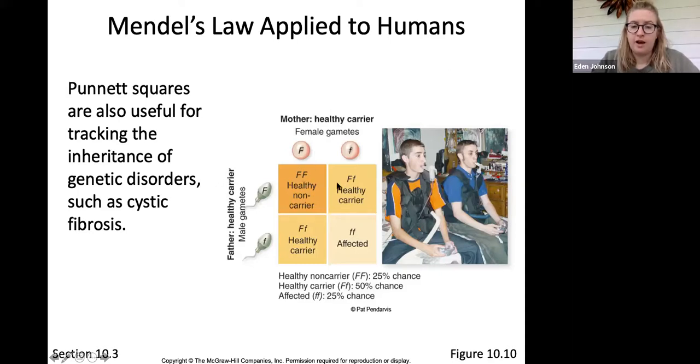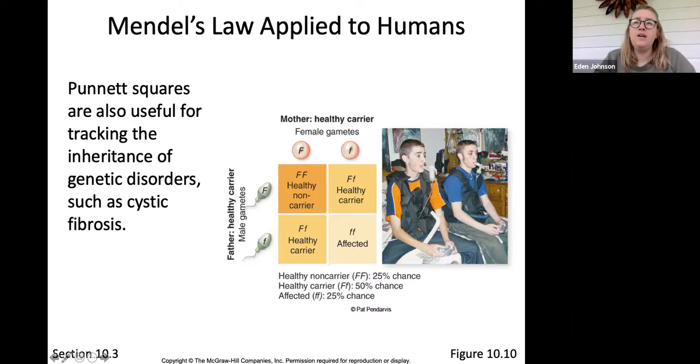25% big F, 50% that likelihood that you'll get a carrier. So will not be affected by cystic fibrosis, but will carry it. And then 25% of your offspring will be affected.